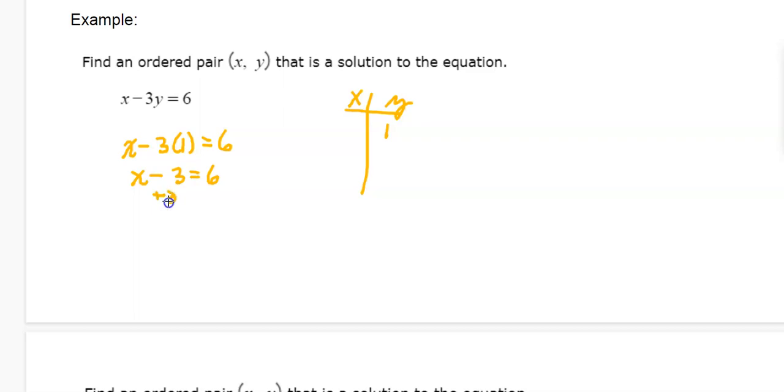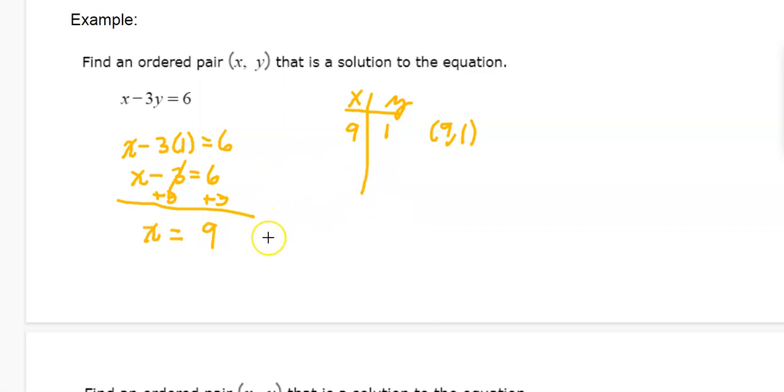Add 3 here, add 3 here. That goes away. x equals 9. So my y value is 1, my x value would be 9. So that pair would be (9, 1). Pretty simple. And again, I could pick any value I want.